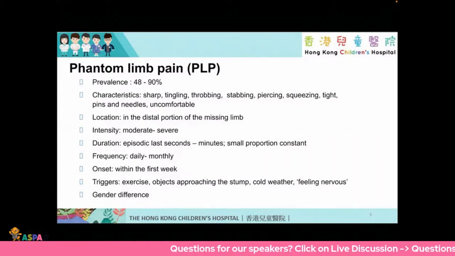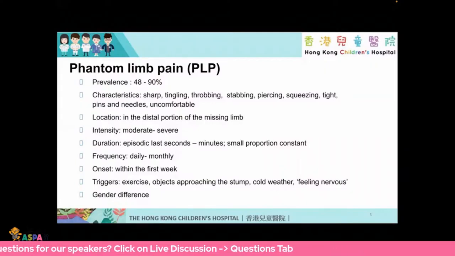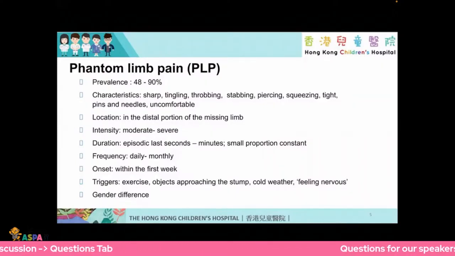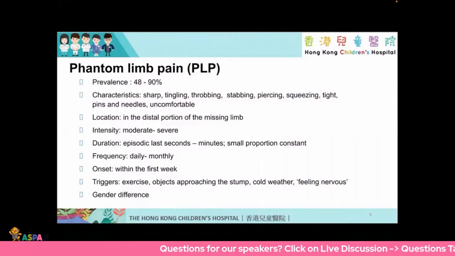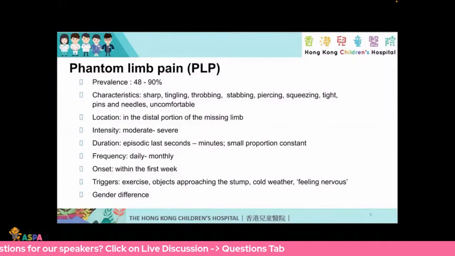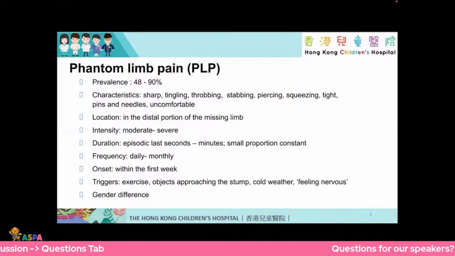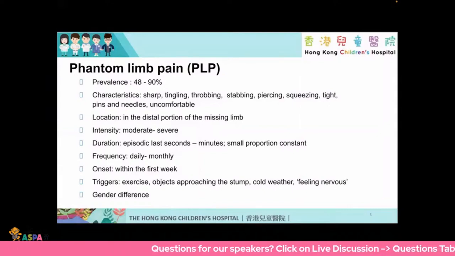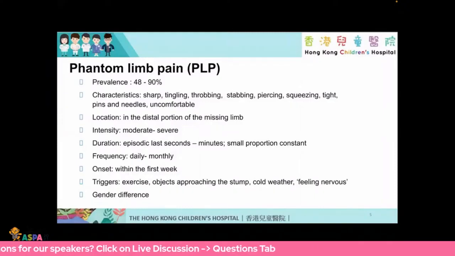One characteristic of this pain is that it is variable in duration. It can last from seconds to minutes to being constant. The frequency can range from every day to every week to every month. The onset is also variable. In some patients, it may happen in the first week post-surgery, while some may happen after months, and the longest can happen around 1 year after the surgery.